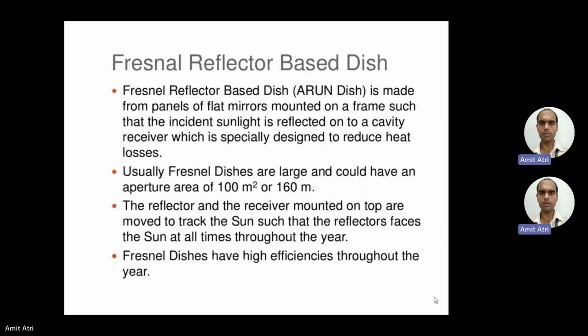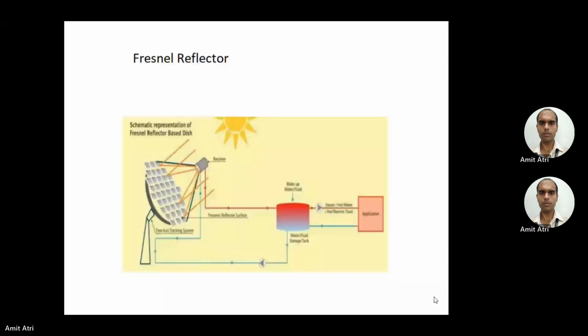The red colored line that is showing with high temperature is coming to the storage tank. The heat is transferred to the storage tank. Then again, the fluid or the water is circulated and it again comes to the receiver. So Fresnel reflector surfaces, they are small mirrors in the parabolic or the concave type dish. That is the arrangement of Fresnel reflector based dish. Okay, from the storage tank, the steam or the hot water or hot thermal fluid is taken and it is utilized for some type of task.